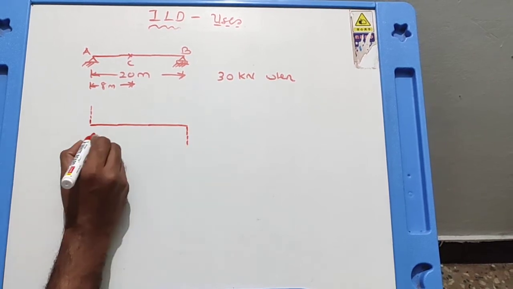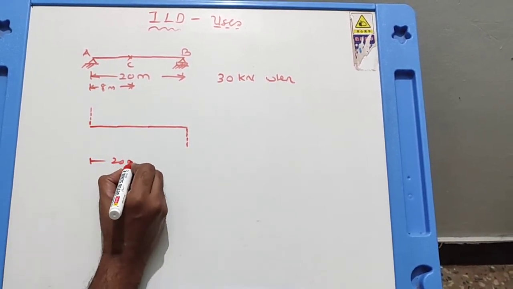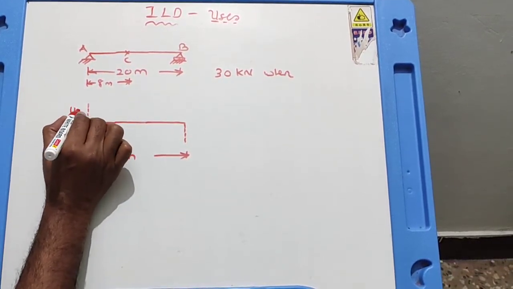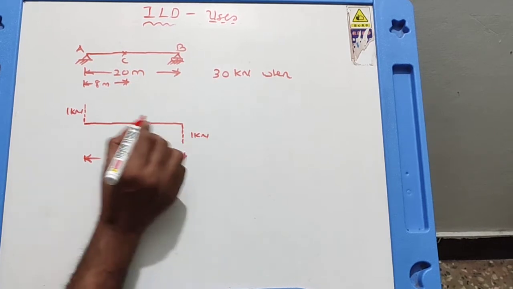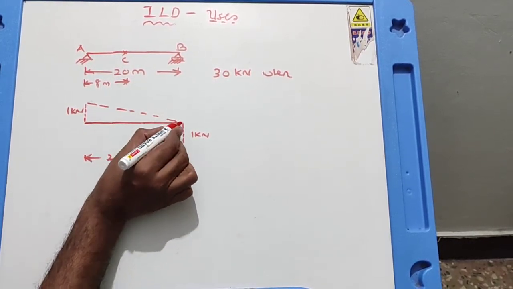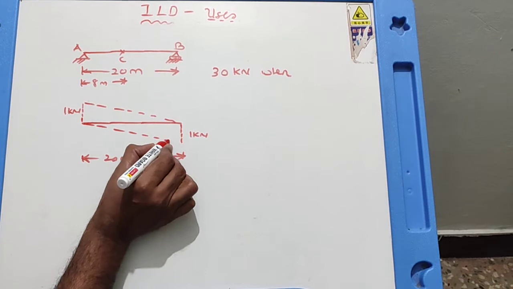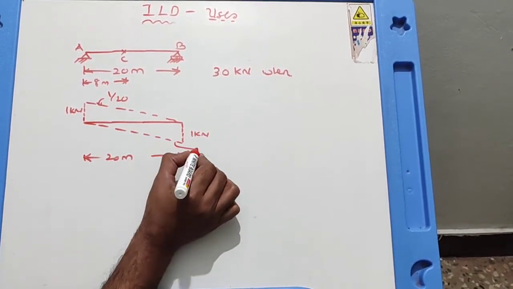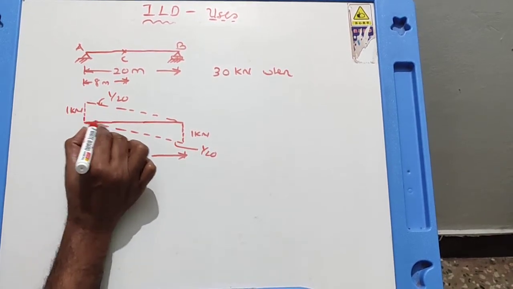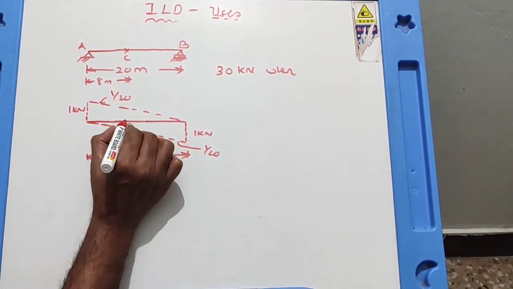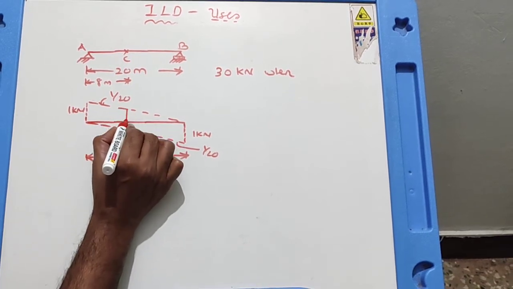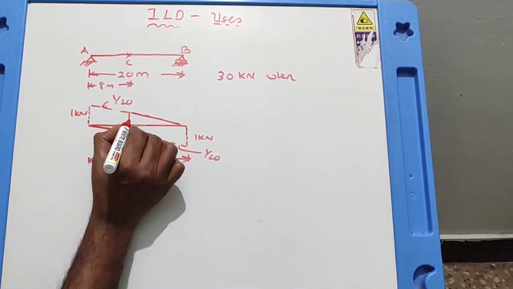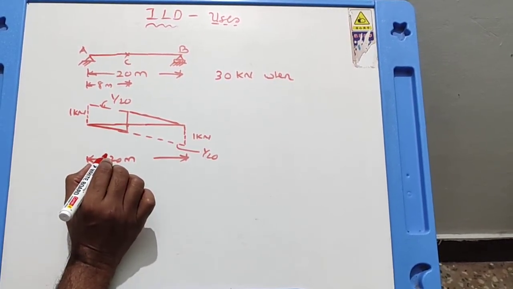So what is to be done? Take 20 meter here. Erect 1 kilonewton down here. Join this. It's very simple. So we should be doing it very quickly. Correct? Slope of this line is how much? 1 upon 20. 20 is the span. Now section C is here. So cut here. Draw or darken these lines on the left side. So this is your influence line diagram for shear force at C.